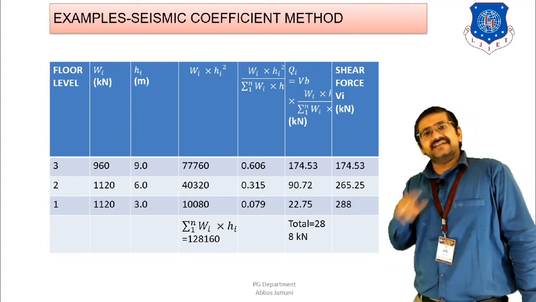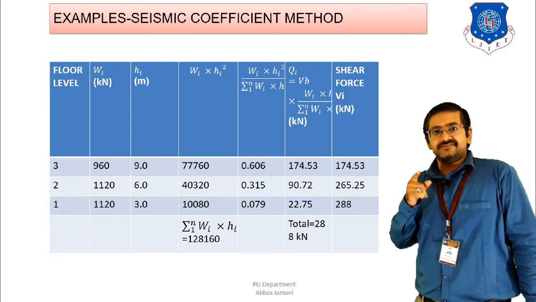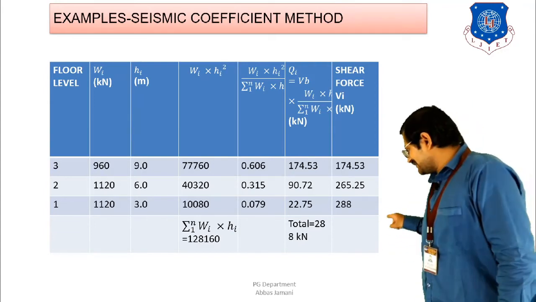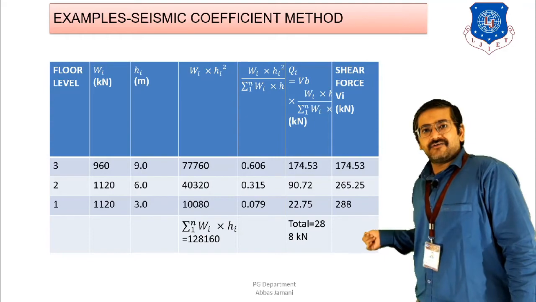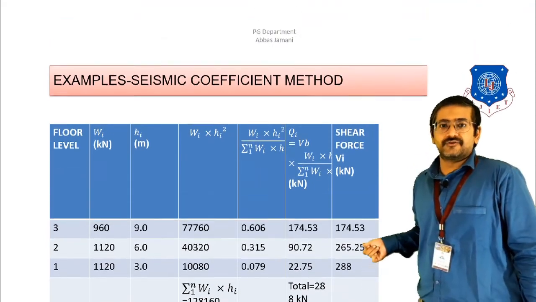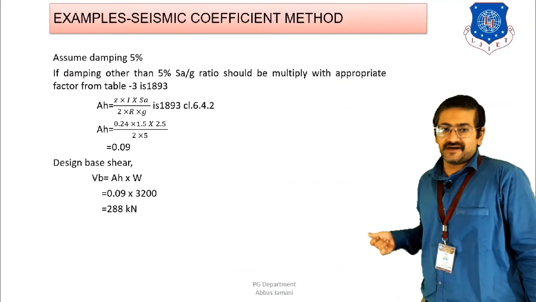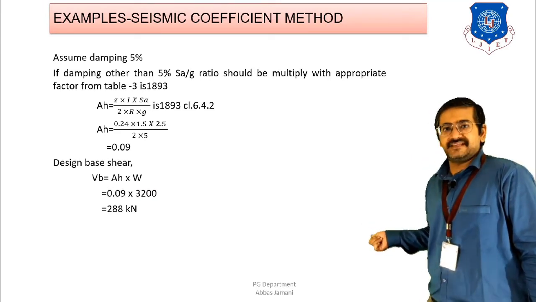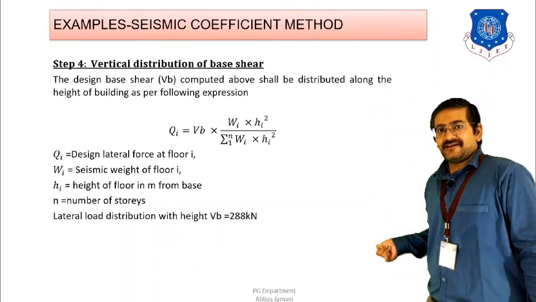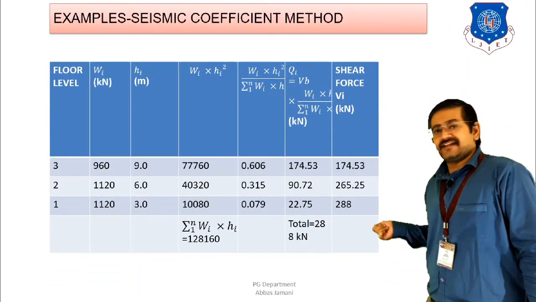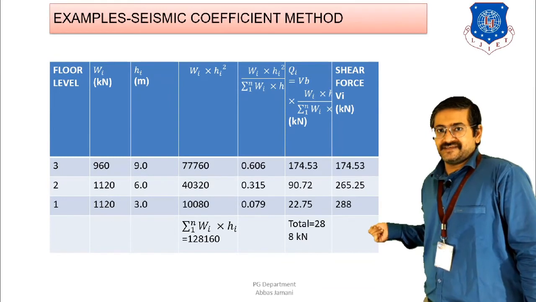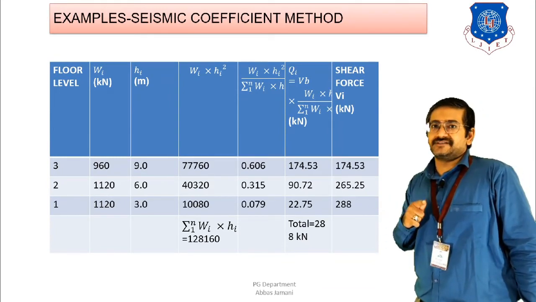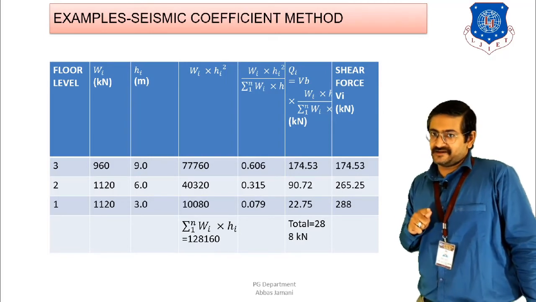Now again, just like in the previous example, there is one check to see whether your calculation is correct or not. The check is that the final value of Vi at the ground level should match the total base shear Vb that you calculated earlier, that is 288 kilonewton. If you look at the table, the final value you get as Vi at the ground floor level is 288. If these two match, then you can say your calculation is correct.